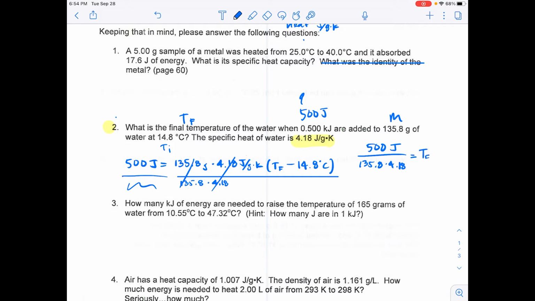final temp minus 14.8. And if you want to get final temp by itself, the next thing you do is add 14.8 to both sides. So one more rewrite: 500 joules over 135.8 times 4.18 on the bottom, and then I'm going to add 14.8 to my temperature to get the answer. And so the answer, I think, ends up being about 15.7 degrees Celsius if you rearrange and solve it that way. So that's number 2.